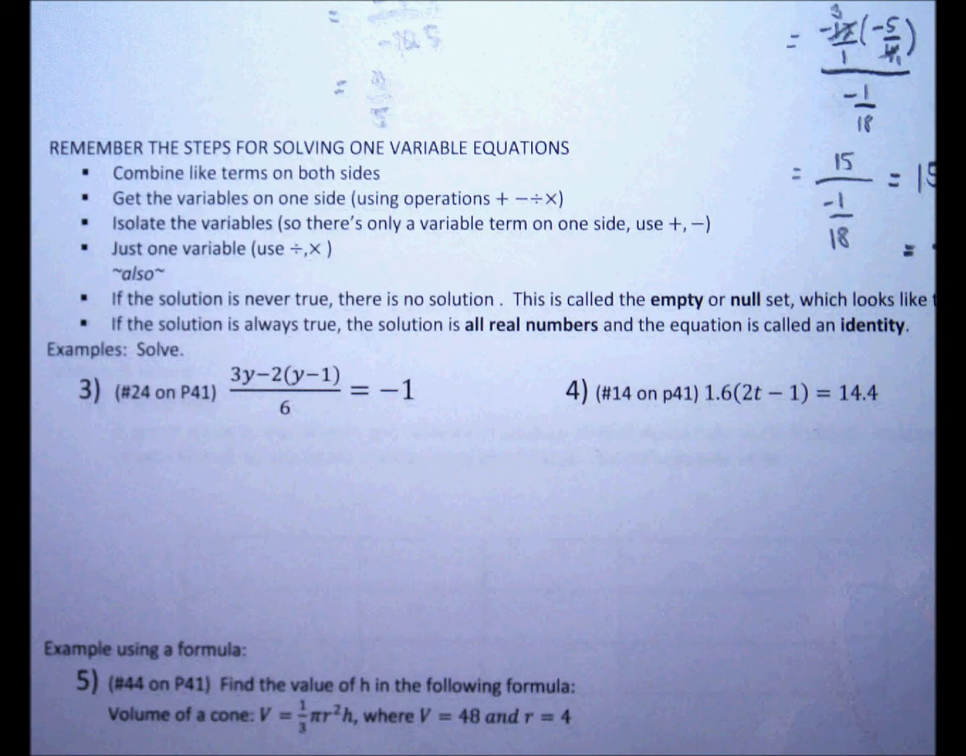All right, now let's look at the steps for solving one variable equations. The first step is to collect your like terms on both sides. So just collect or combine like terms. The second step is to get the variables all on one side by using your operations. And we'll go into that in greater detail when we do our examples.